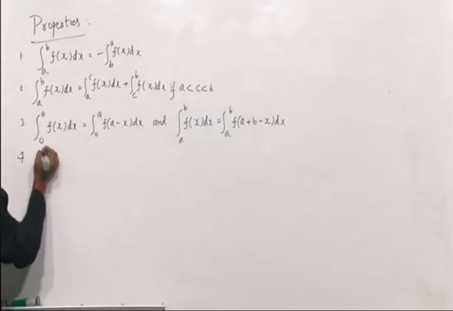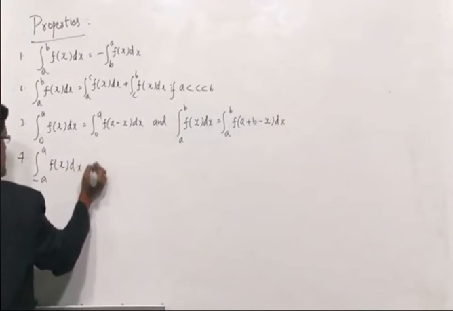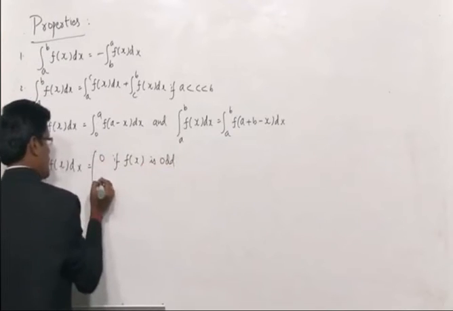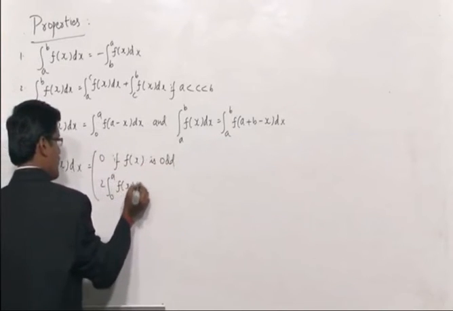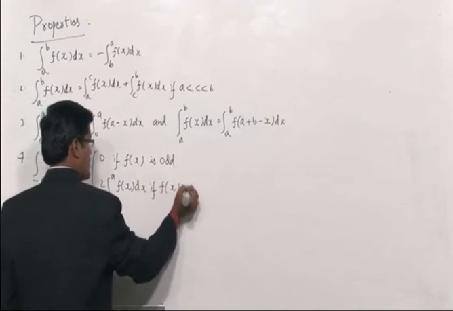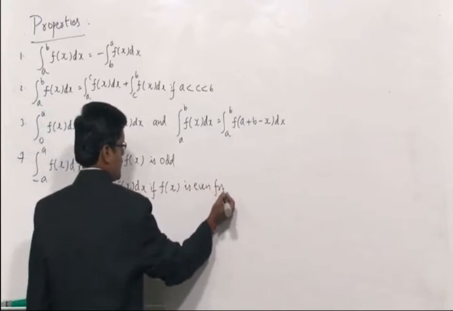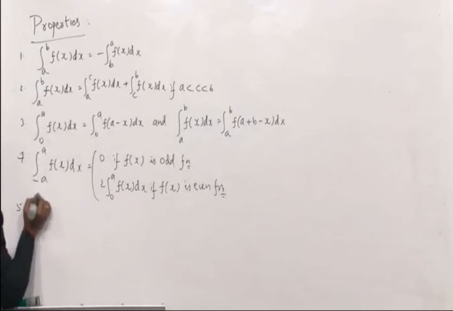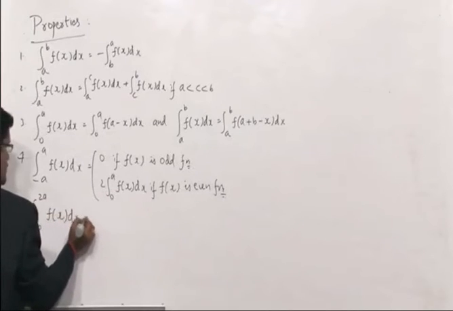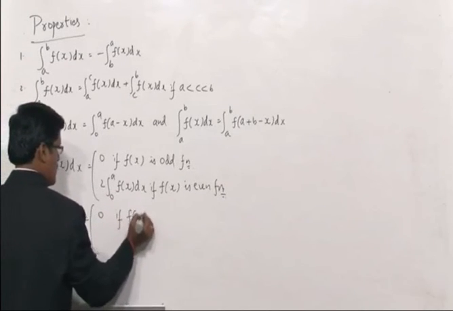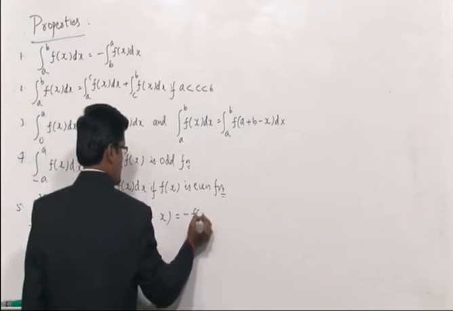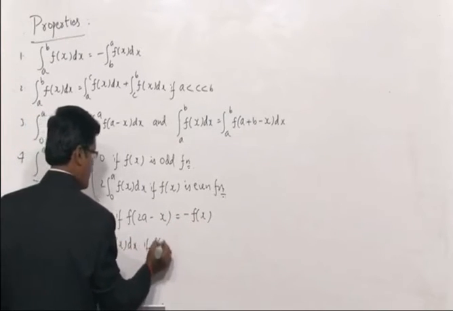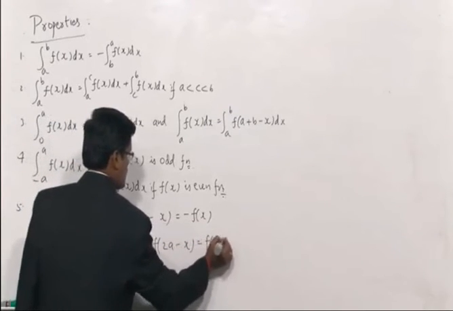4. Integral minus a to a f(x) dx is equal to 0 if f of x is an odd function, and is equal to twice integral 0 to a f of x dx if f of x is an even function. 5. Integral 0 to 2a f of x dx is equal to 0 if f of 2a minus x equals minus f(x), and 2 into integral 0 to a f of x dx if f of 2a minus x equals plus f(x).